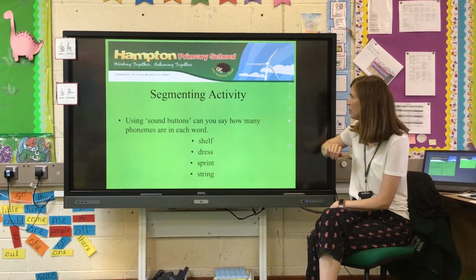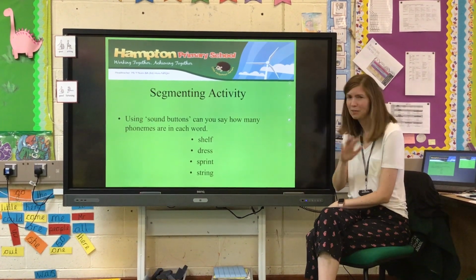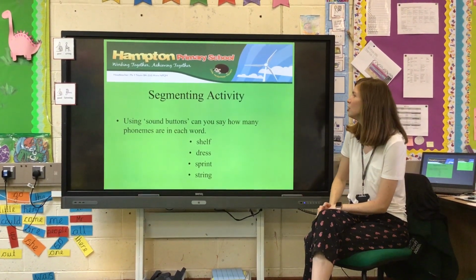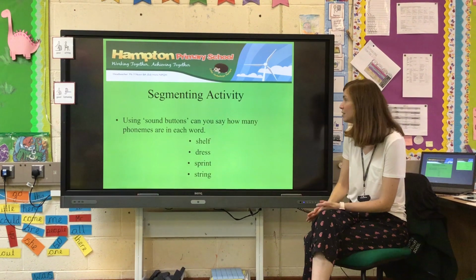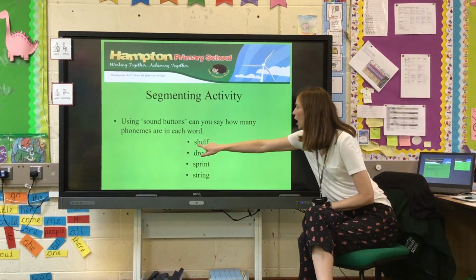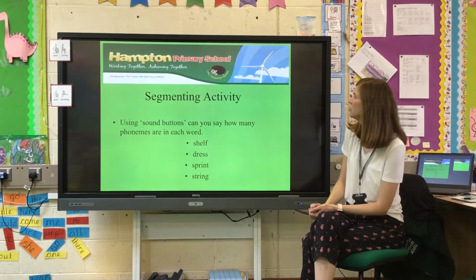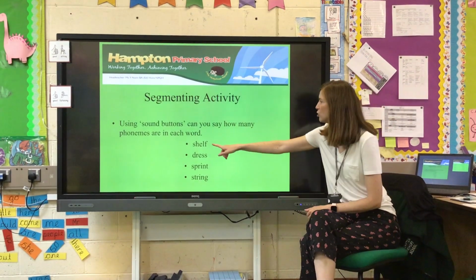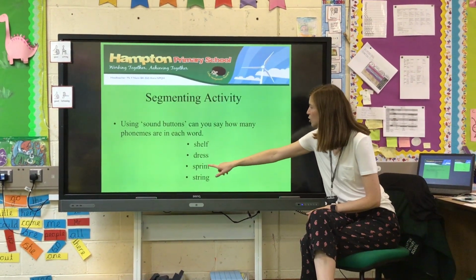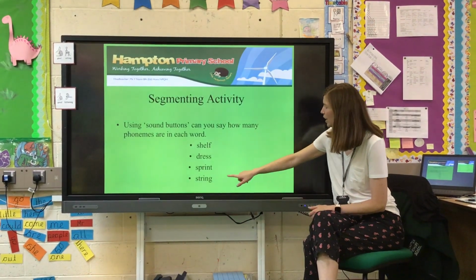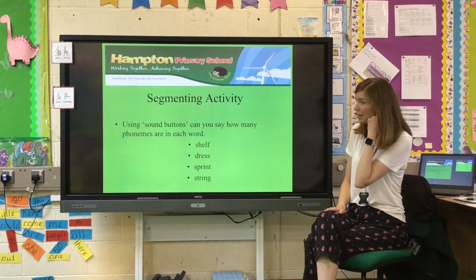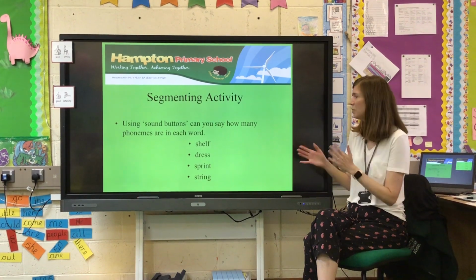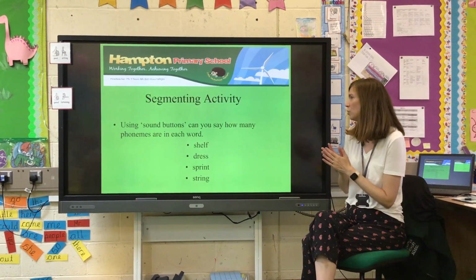At home, here's a little segmenting activity for you to have a go at. Using sound buttons, where we draw dots under each sound, can you say how many phonemes are in each word? We've got shelf, dress, sprint and string. Have a look at that yourself and see if you can work out how many sounds you can hear in each word.